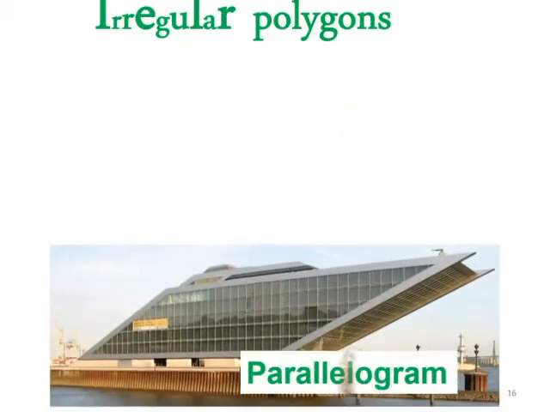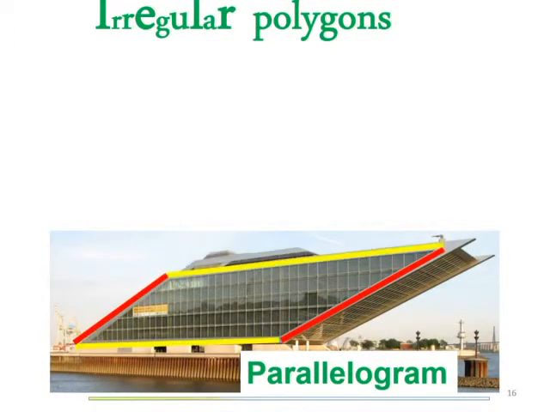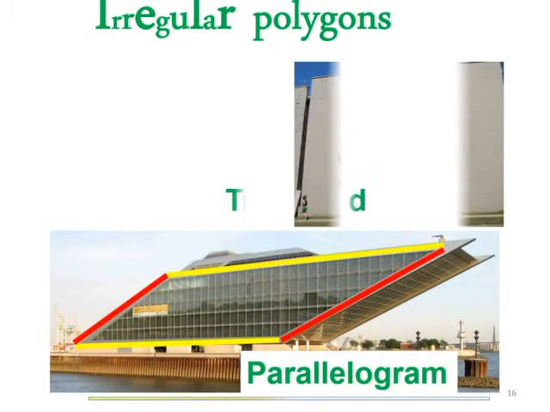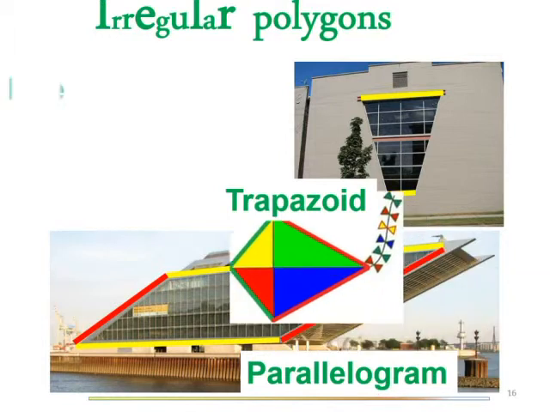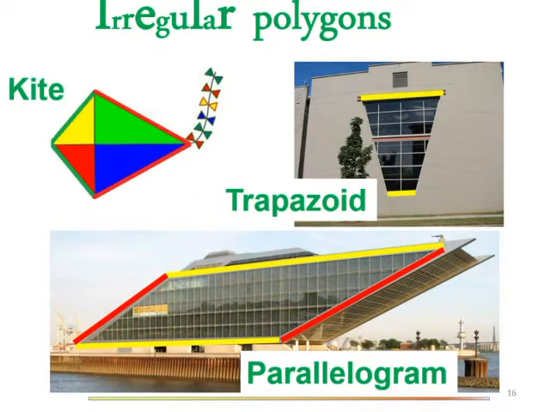Let's have a quick look at the irregular polygons that you may have heard of. A parallelogram has 2 pairs of parallel sides, a trapezoid has only one set of parallel lines, and a kite has 2 pairs of equal length sides that are adjacent.